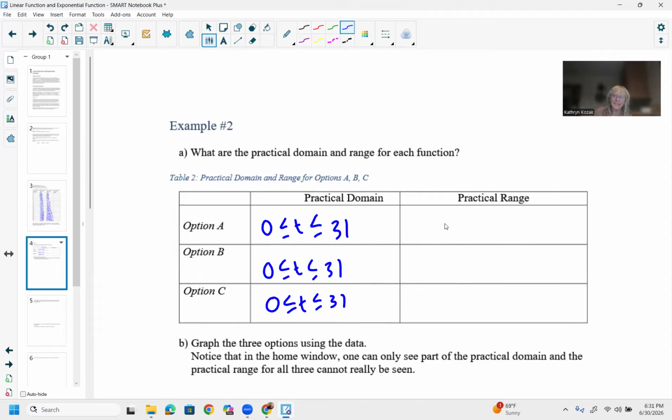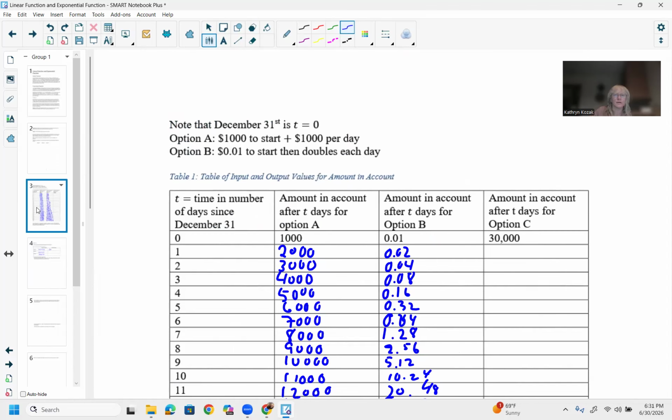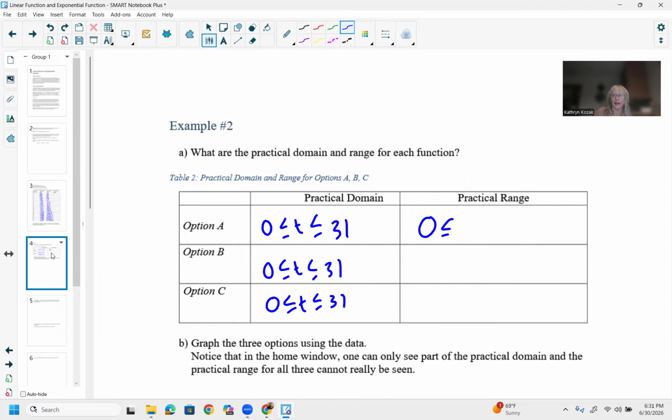The practical range, however, is different. So here you're starting with 0 money. So that's the smallest amount you're going to have. And then let's say instead of using time, I'm going to use, what did I call this over here? We call this the amount. So we'll just call it A of t for the amount. A of t is the amount at time t, t months or t days, because that's what we were dealing with.